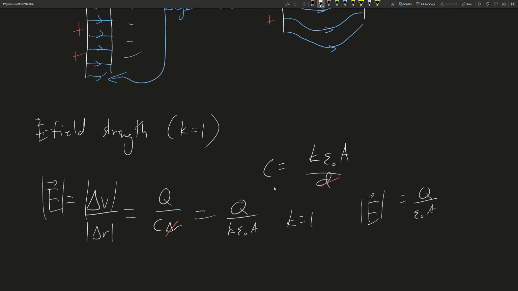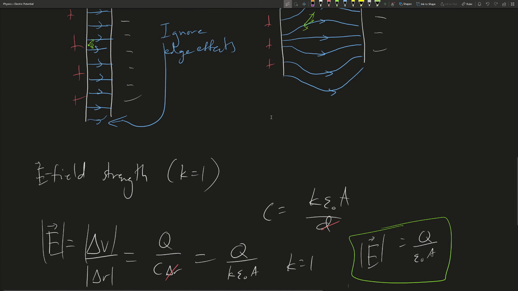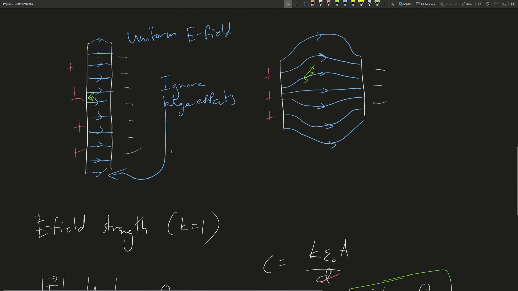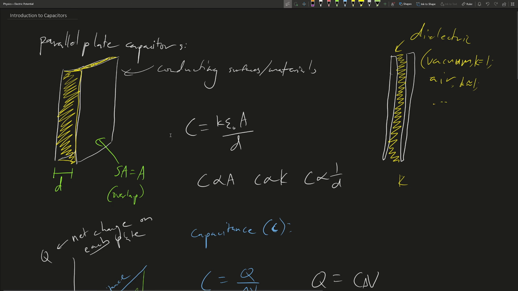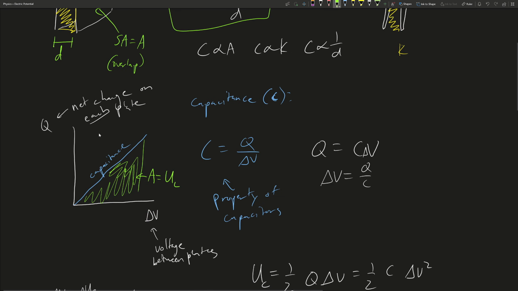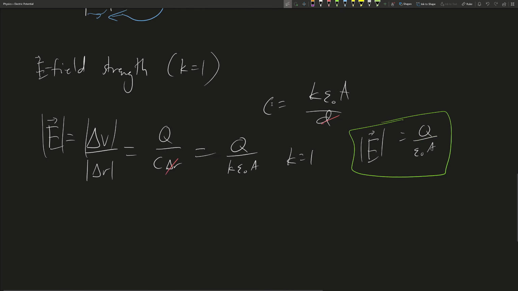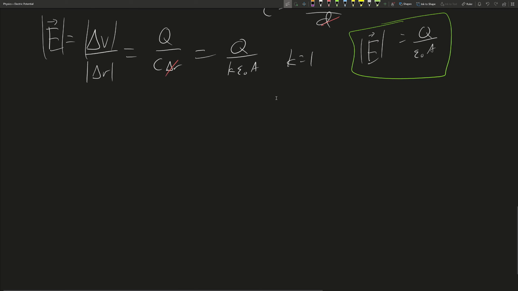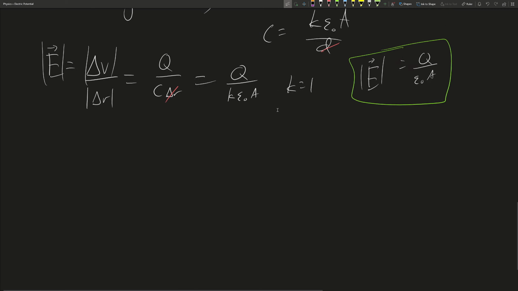So that is the magnitude of electric field strength, given that K is equal to 1 and you have parallel plate capacitors. So we have these equations that are very essential to remember for capacitors. Now let's examine some situations with capacitors.